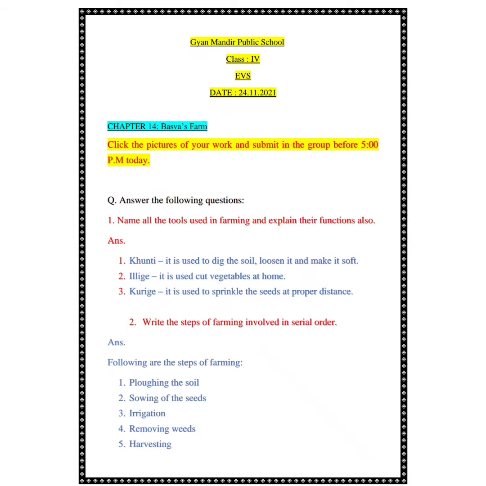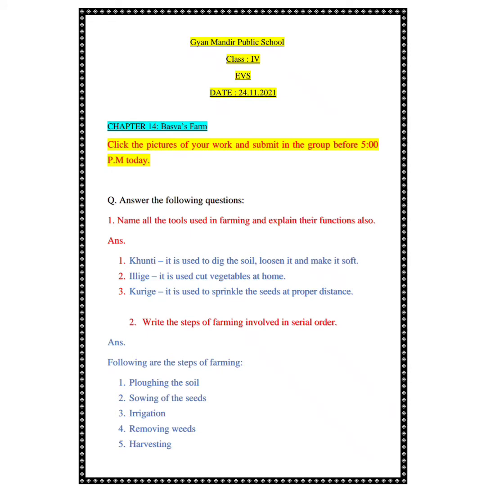Next question. Write the steps of farming involved in serial order. So class, we have learned there is a proper steps for doing the farming, and we have to write those steps of doing farming in the proper order. So the answer to this question is following are the steps of doing farming, which are plowing the soil. First we plow the soil, then we sow the seeds. Number 1, we plow the soil properly, and then we sow the seeds.